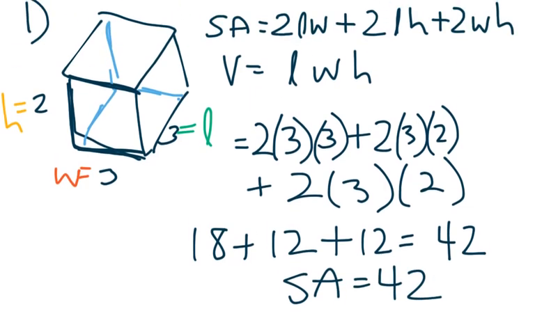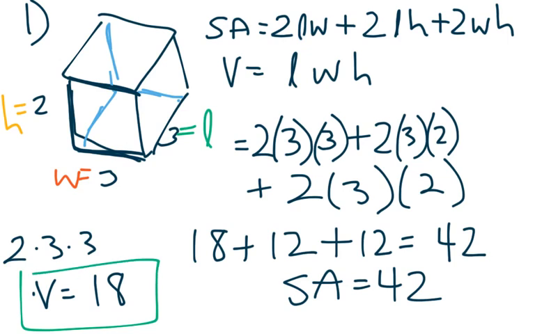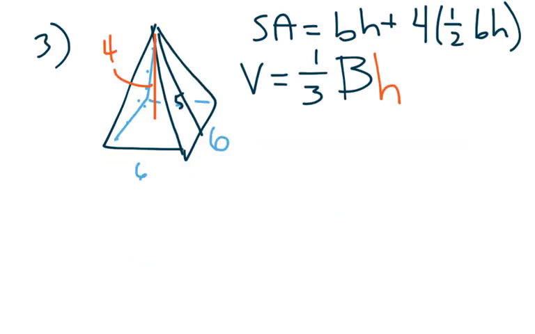To find the volume, we just multiply all of these together. So that is 2 times 3 times 3, and that is 18. So the volume equals 18. So these are two answers for number 1. Number 2, we find the surface area and the volume.